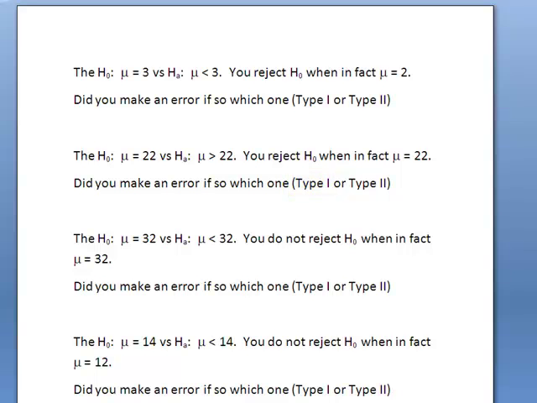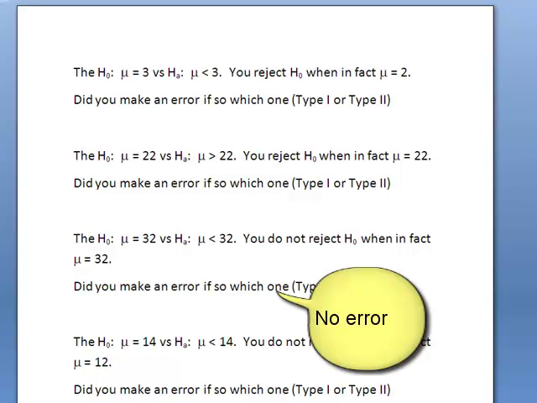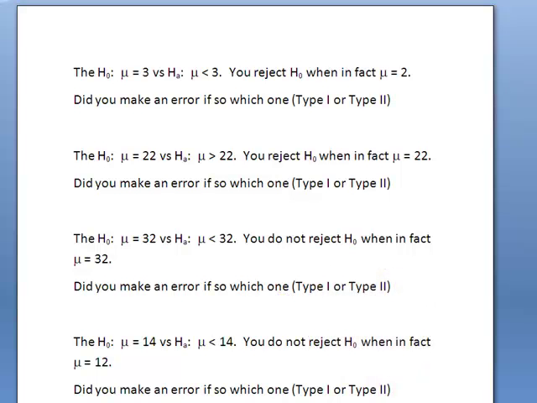Let's look at our third case here. The null hypothesis says the mean is 32 versus the alternative, which says our mean is less than 32. I do not reject the null hypothesis when, in fact, the mean was 32. Did I make any errors? No. Because the mean was 32, I didn't reject it. Yahoo, I did the right thing.